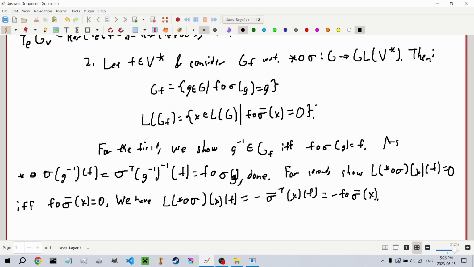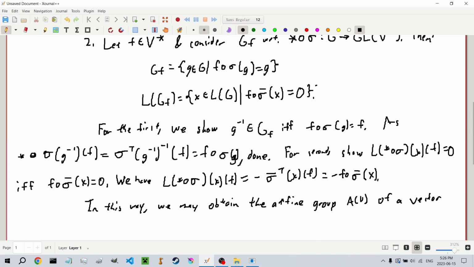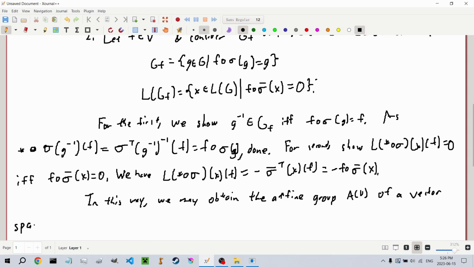And in this way, we may obtain the affine group A(V) of a vector space V.